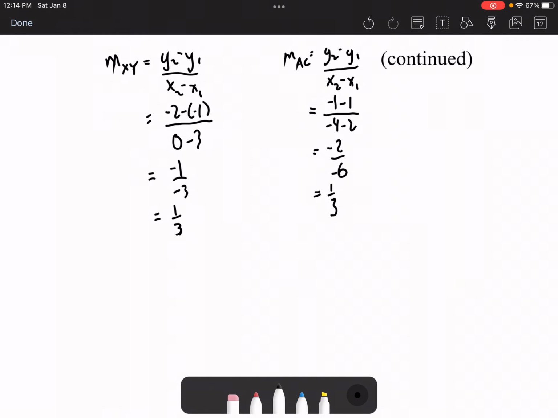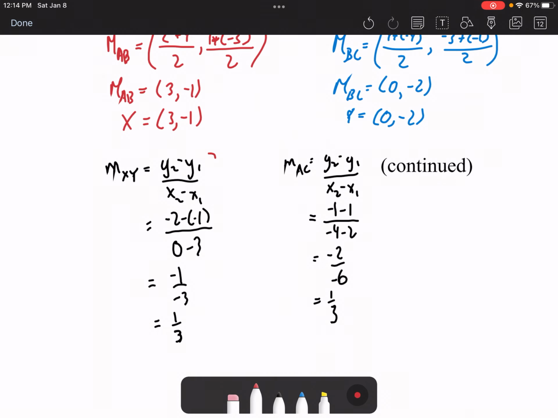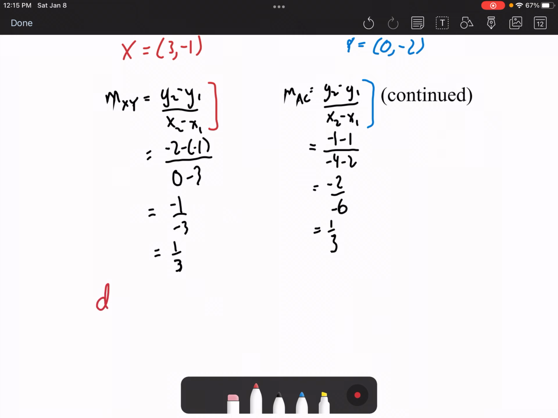You might also notice that the pieces we used for the slope are actually part of finding the distances of our expressions. So we're going to use that information to find the distance of these expressions. I'm going to find the distance of XY using x2 minus x1, which was 0 minus 3, square that, add that to -2 minus -1, square that. Using my calculator, I get 3 squared, which is 9, and 1 squared, which is 1. This is the square root of 10.